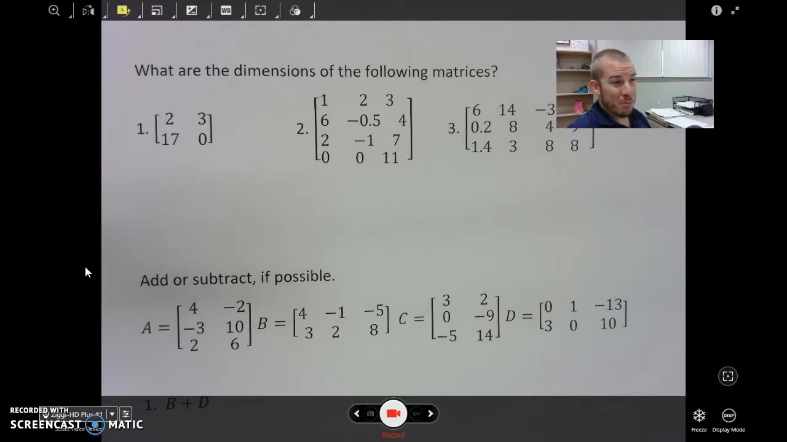Now you probably didn't press pause because you're a slacker. Now I want you to press pause. Do it. All right. The dimensions of the following matrices.